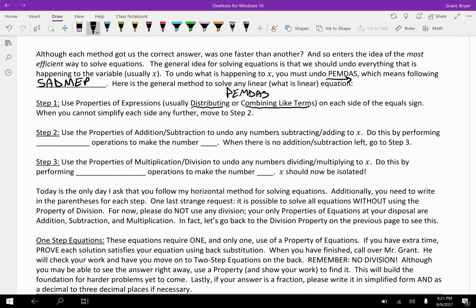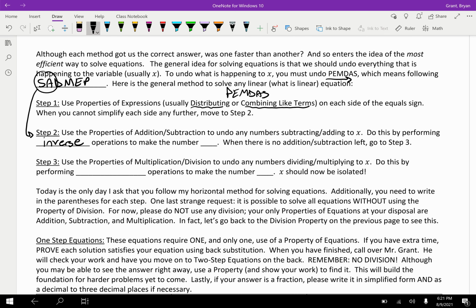This is where our algebra comes in, our properties of equations. First, you undo addition and subtraction. That's like the SA in SADMEP. So if there's a number adding to x, you subtract. If there's a number subtracting from x, you add. And of course, this is known as performing inverse operations.